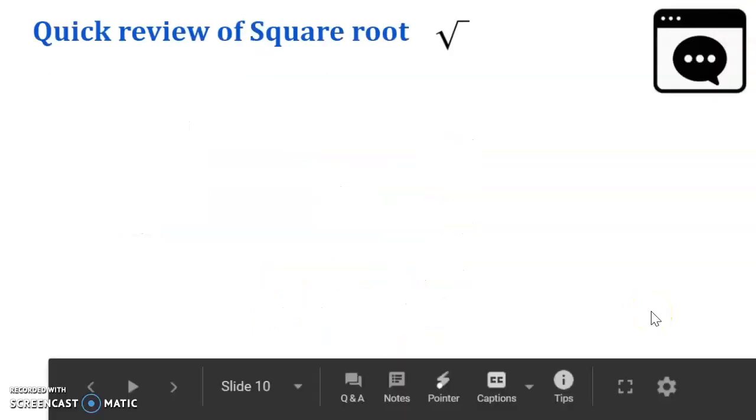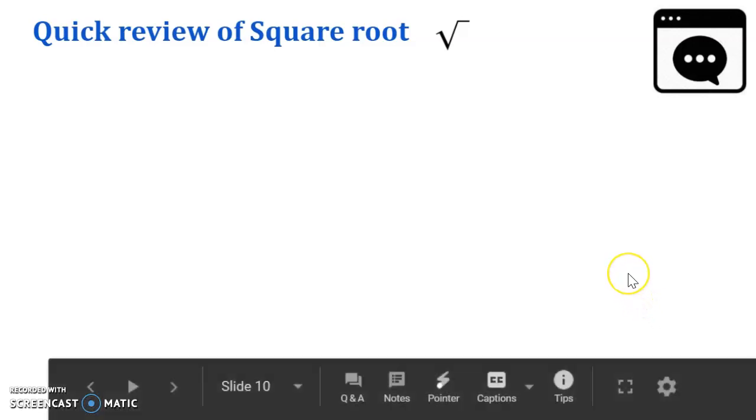Okay, we're going to move on to the new method, which is solving quadratic equations by square rooting. Before we do that, I want to have a quick review of the square root. We've done this a couple of lessons ago, so I'm just going to go through this quickly, and I am not going to ask you to tell me in the private chat.